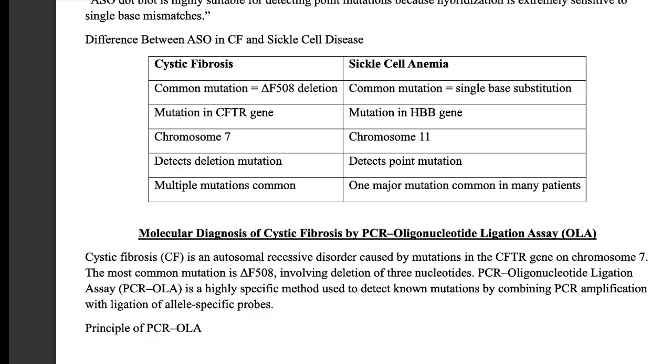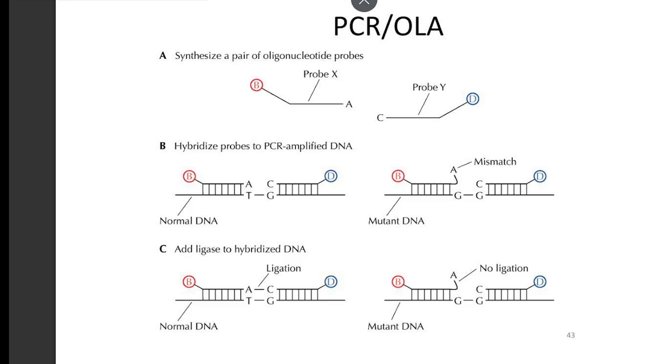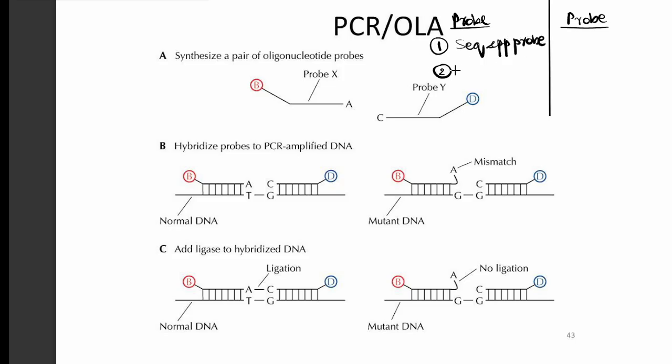Coming to the last method, the PCR oligonucleotide ligation assay. What do we do here? Here also we will consider two important cases: one case when the person is normal and one case when the person is recessive. We will prepare a probe for the normal one and a probe for the recessive one. For the normal one, we will prepare a probe which will bind to a sequence very specific to that sequence only. So one is the sequence specific probe and one is the adjacent probe.